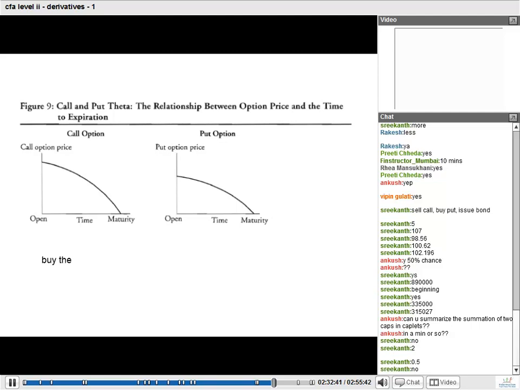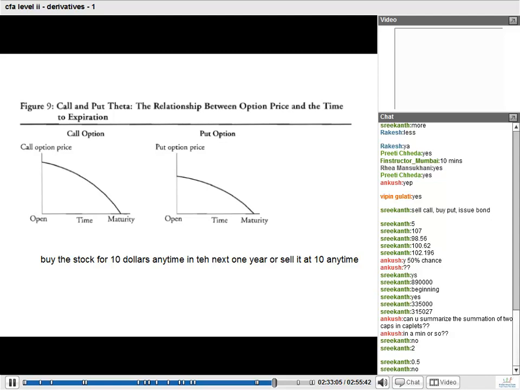buy the stock for $10 anytime in the next 1 year. Or sell it at 10 anytime in the next 1 year.